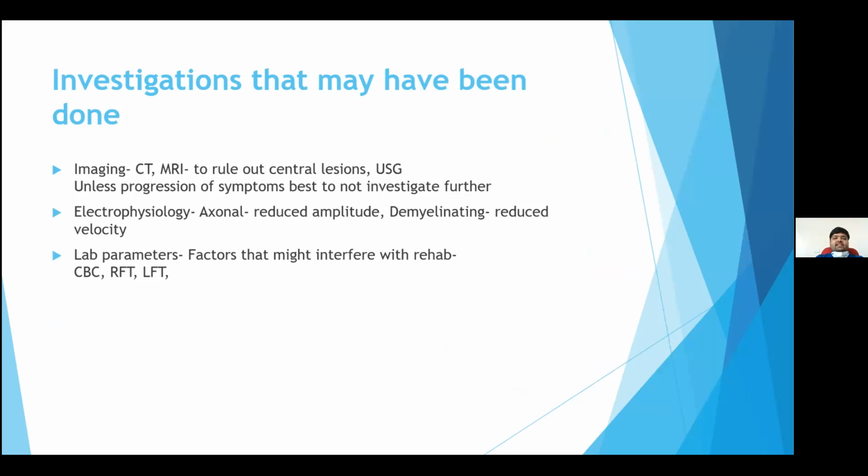And what are the investigations that might have been done? So usually people might have done a CT or MRI to rule out more central proximal lesions. An ultrasound might have been done in cases of compression neuropathies, such as in median nerve or peroneal nerve injuries, where there will be either thinning out or enlargement of the nerve compared to the other side.